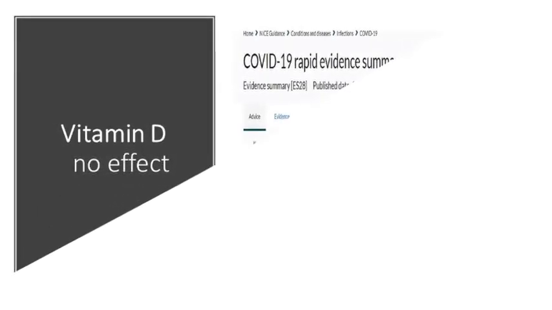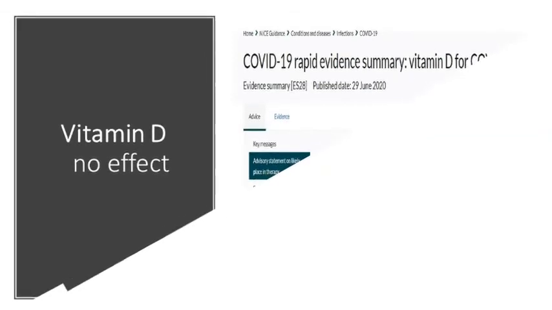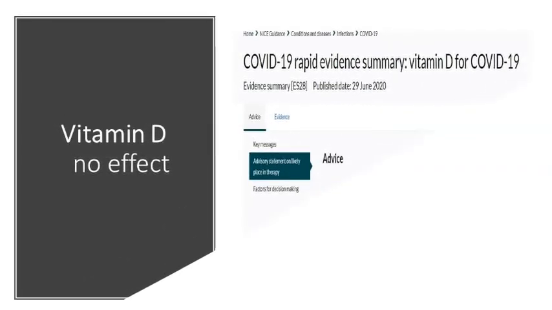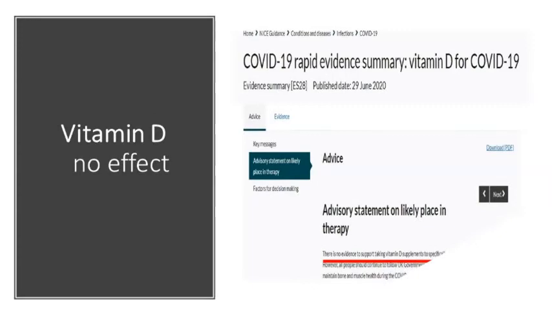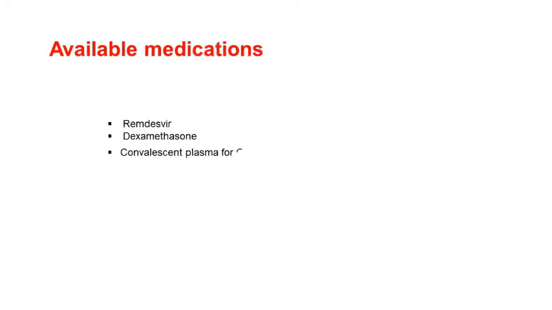There is also no role for vitamins like vitamin C and zinc and vitamin D, which people in certain places in the world use, claiming that they may be immunostimulants. In reality, we don't have a drug called an immunostimulant in our pharmacology box. We have only immunosuppressive drugs, not immunostimulants. So what are the drugs now available which proved some efficacy? We have remdesivir and dexamethasone and convalescent plasma.